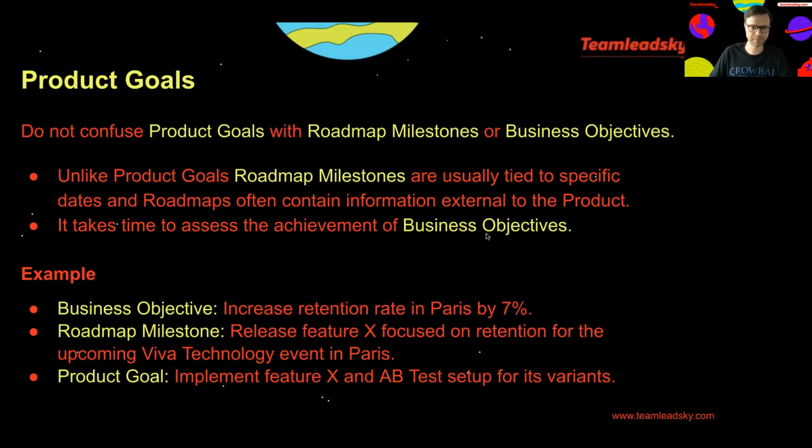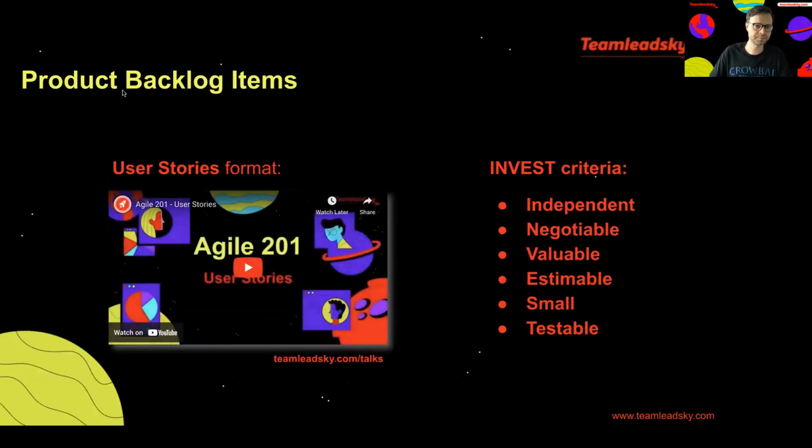So let's move on. And talking about the actual product backlog items and what is a good way to describe them, then of course they have to be clear, concise, and actionable.